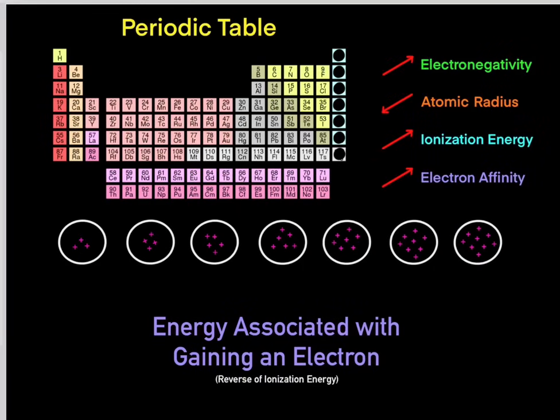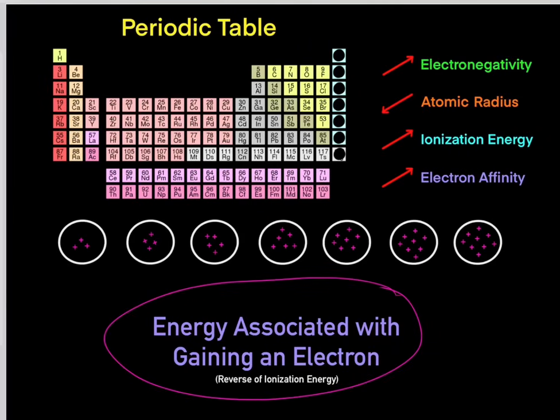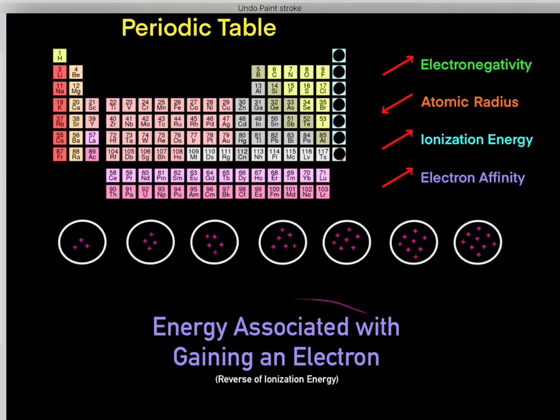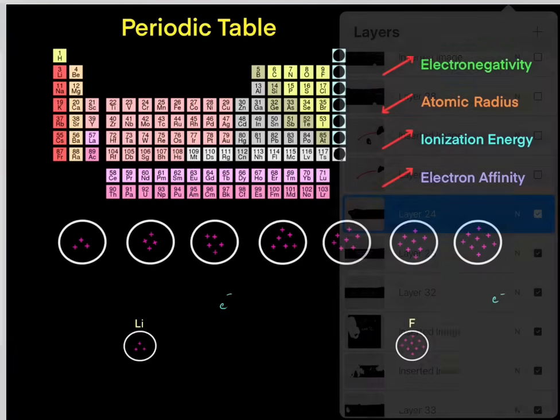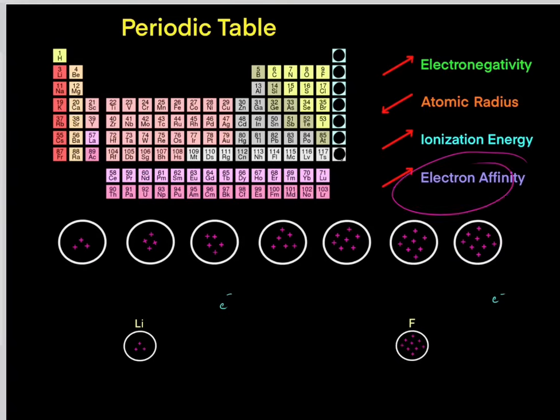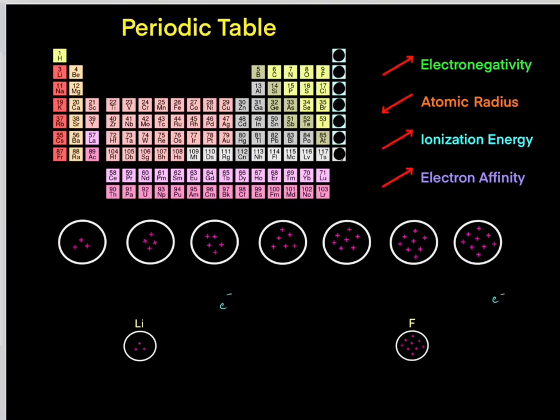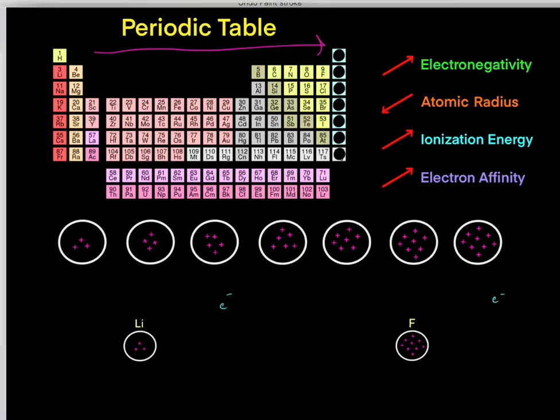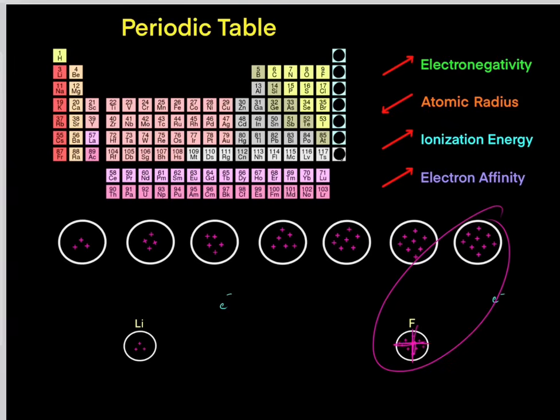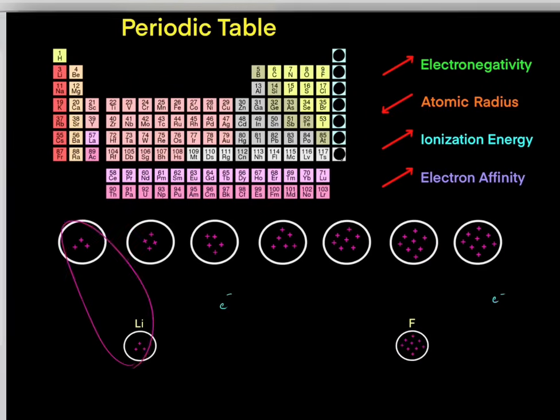So now let's talk about electron affinity. Electron affinity is the energy associated when an atom gains an electron. It's kind of like the reverse of the ionization energy. So let's compare the electron affinity of lithium compared to fluorine. Well, again, we know as we go to the right in the periodic table, the Zeff nuclear charge increases. So fluorine has a more positive Zeff nuclear charge relative to lithium.